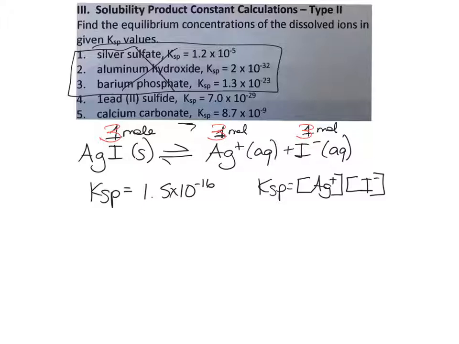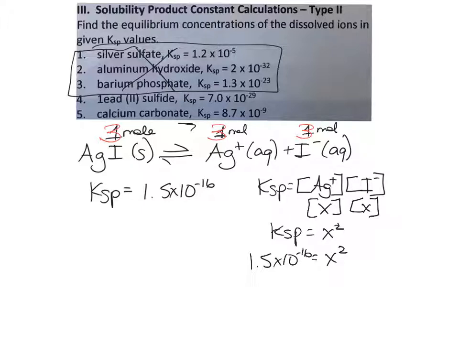If you have 1 mole of silver iodide, it's going to break into 1 mole of silver ions and 1 mole of iodide ions. Also, if you were to have 3 moles, it would turn into 3 moles of silver ions and 3 moles of iodide ions. So you see that this is a 1-to-1-to-1 ratio. So the concentration of silver iodide is going to equal the concentration of silver ions, which is also going to equal the concentration of iodide ions. So if we call this concentration x, the concentration for the iodide ions is also going to be x. So our Ksp is x squared.